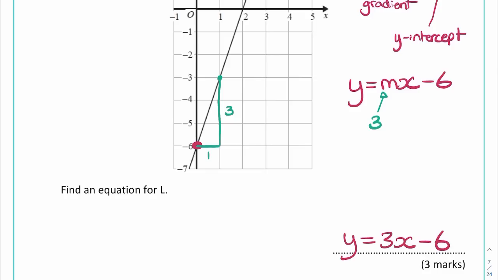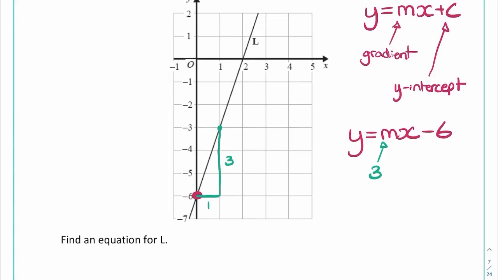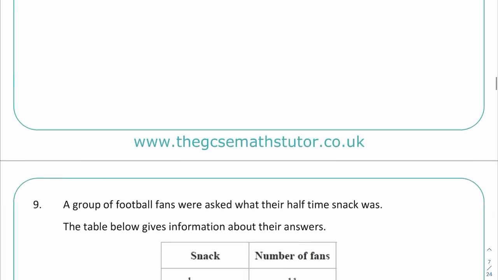Sometimes it might go up by a fraction, and normally they're not the most horrible ones. If they do, it might be that it goes up by a half or 1.5. That's absolutely fine as well. So there we go, on to our next question.